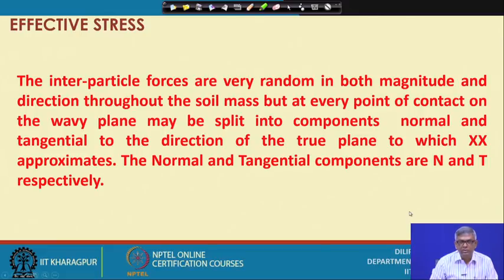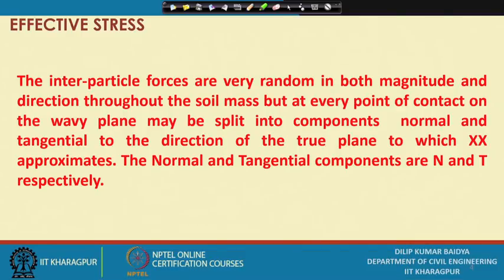Now, the interparticle forces are very random in both magnitude and direction throughout the soil mass, but at every point of contact on the wavy plane they may be split into components normal and tangential to the direction of the true plane to which x x approximates. The normal and tangential components are N and T. Suppose N dash is the normal force at a contact point, and if I take a component, then suppose that is N and T.